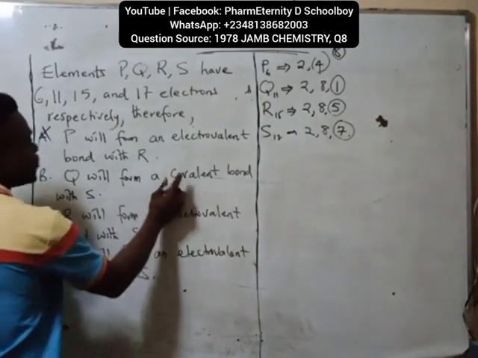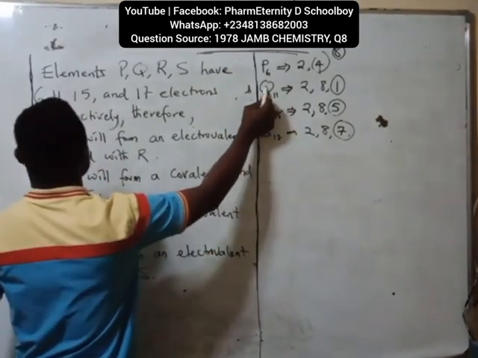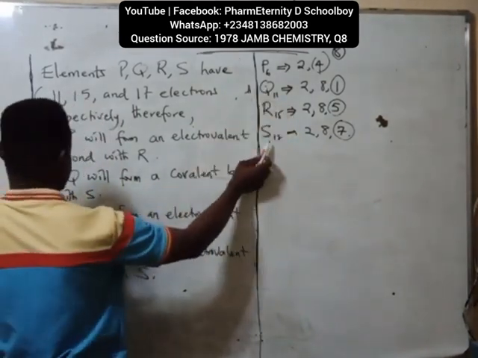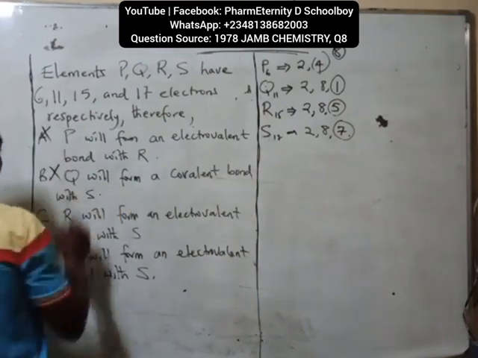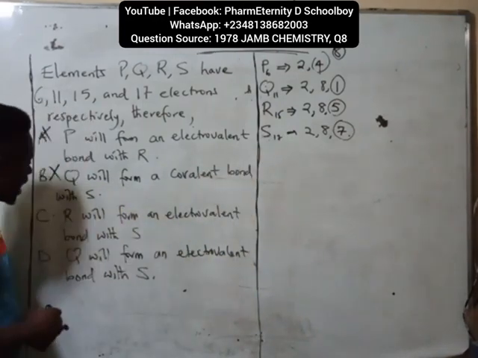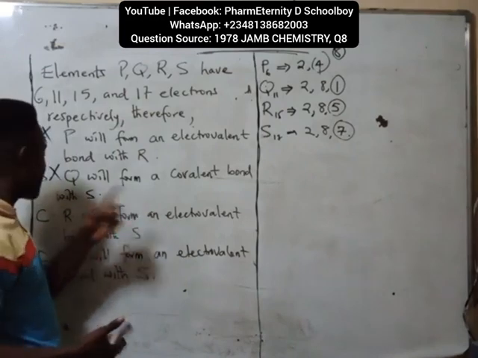So covalent bond is not possible between Q and what? S is not possible. So B is not the answer. Then C. R will form an electrovalent bond with S.